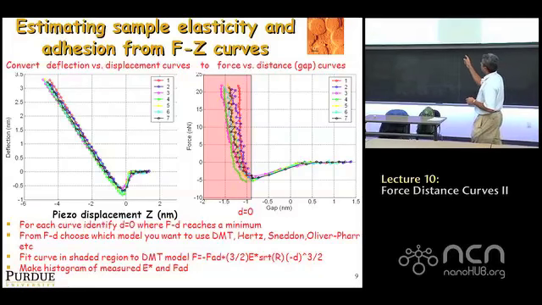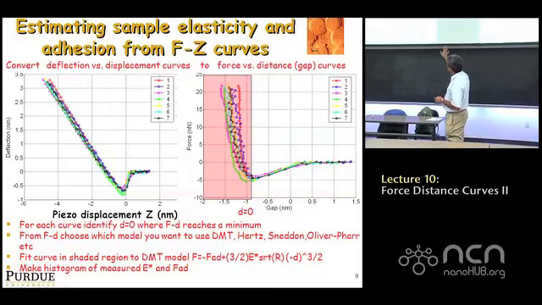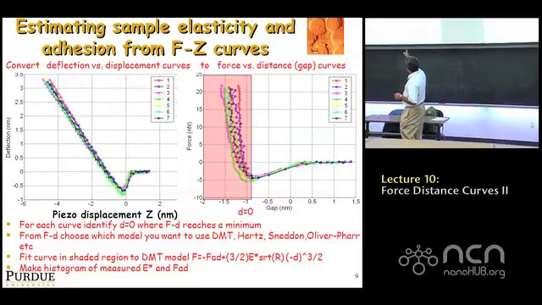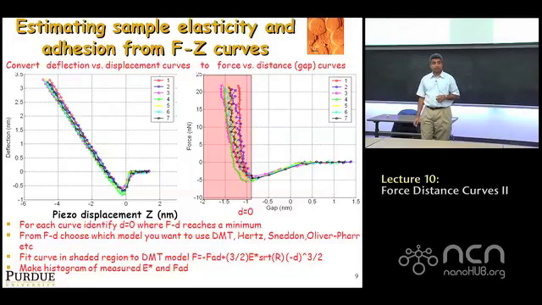All right, so for each curve, you would fit the region to the left of d equal to 0 with this particular law, and you would try to back out E star and F adhesion from each curve. Those are parameters that you would fit, for example, in MATLAB using least squares or something, okay? And R is the tip radius, so you have to supply the tip radius in these kinds of calculations, right?